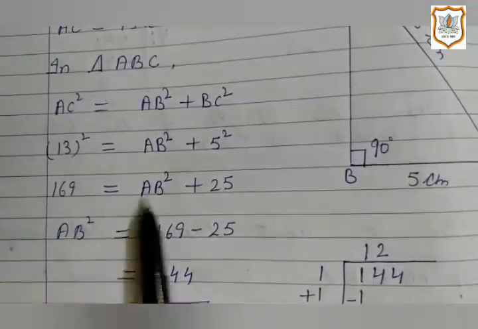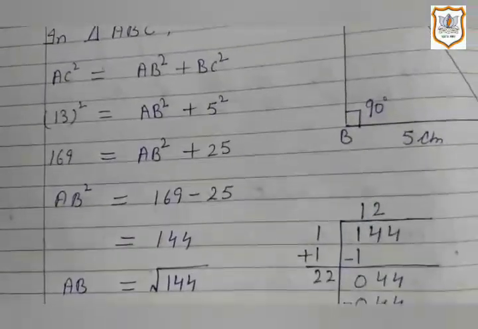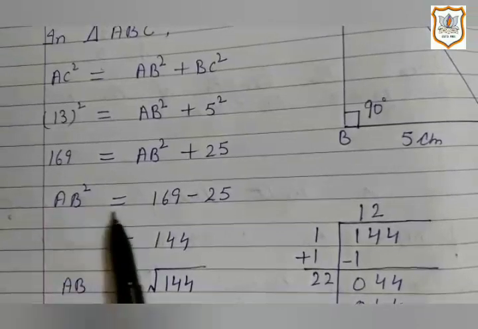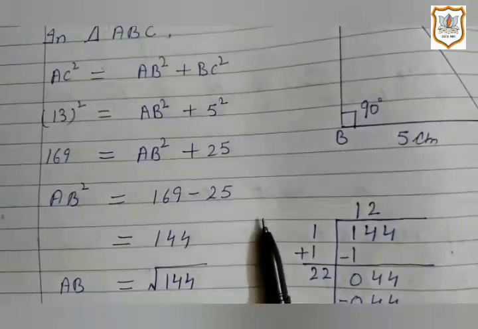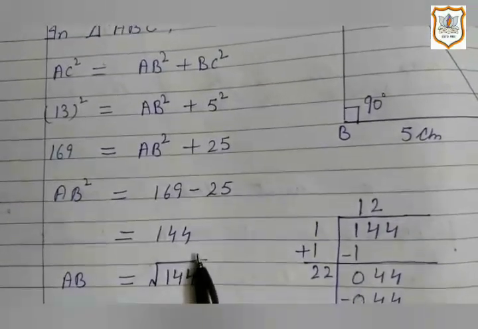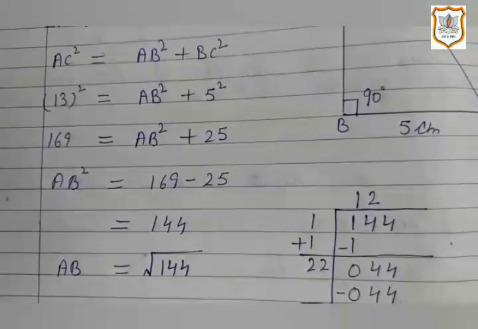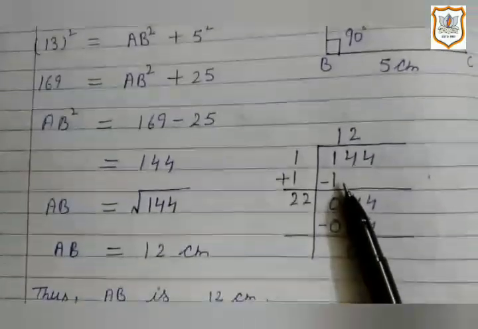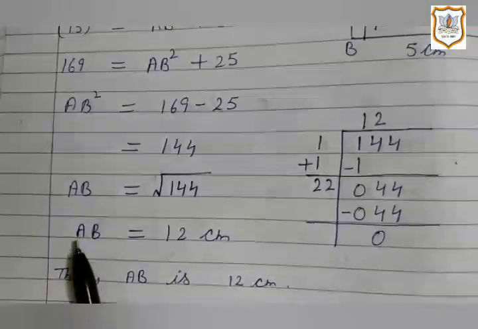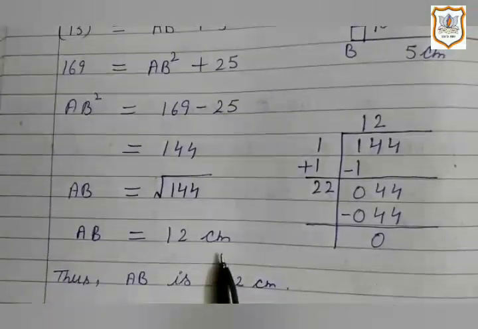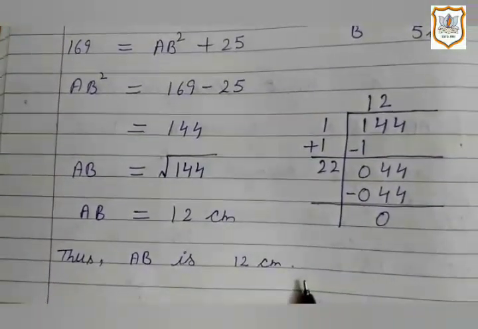So we write 169 is equal to AB square plus 25. When we find AB square, it is equal to 169 minus 25. We get 144. Now we find square root of 144 by division method. We get AB equal 12 centimeter. Thus AB is 12 centimeter.